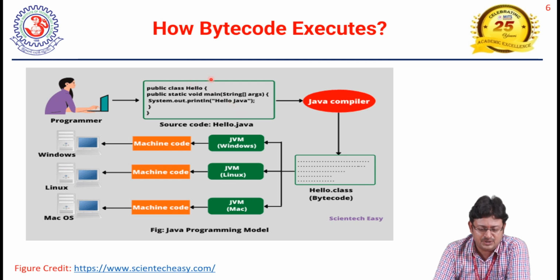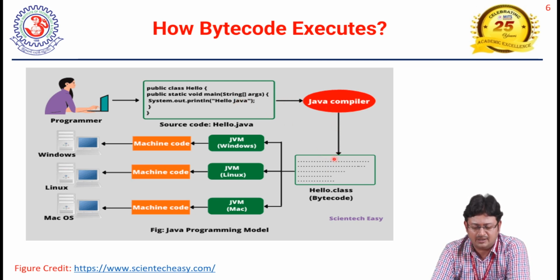Now, based on this diagram, I can represent that the execution of a Java program is divided into two phases. We can simply say that the first phase is generating the bytecode. That is, whenever the source code hello.java is compiled with the Java compiler, we get the bytecode, nothing but the .class file. So I can simply say that compiling to bytecode is phase one.